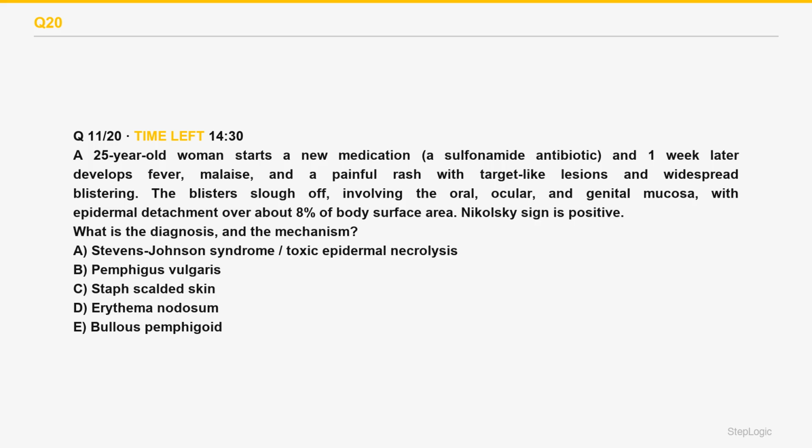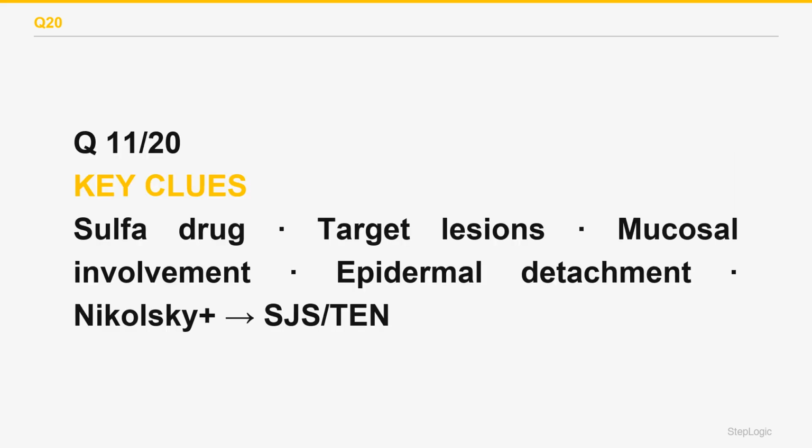Read the command, diagnosis and mechanism. Sulfa drug, target lesions, mucosal involvement, epidermal sloughing, positive Nikolsky: Stevens-Johnson syndrome, TEN. This is Stevens-Johnson syndrome, and its more severe extreme, toxic epidermal necrolysis, TEN.